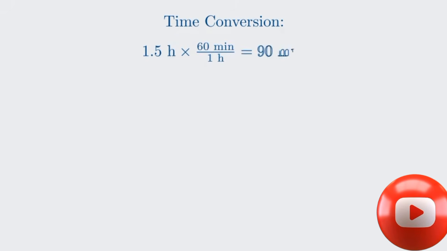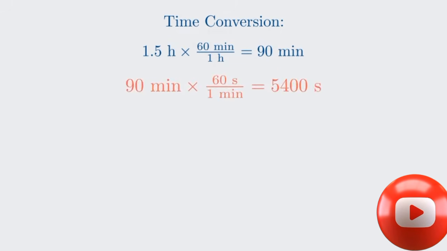Let's convert our time, 1.5 hours, to seconds. First, we convert hours to minutes. 1.5 hours times 60 minutes per hour equals 90 minutes. Next, we convert minutes to seconds. 90 minutes times 60 seconds per minute equals 5,400 seconds. So 1.5 hours is equal to 5,400 seconds.